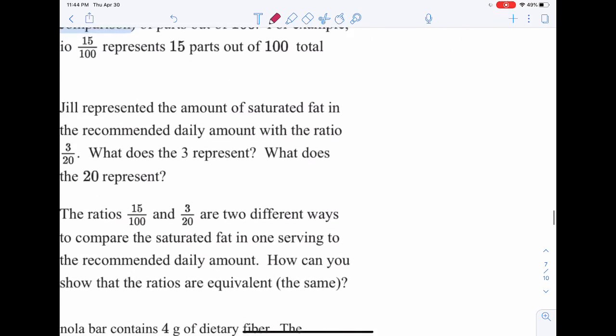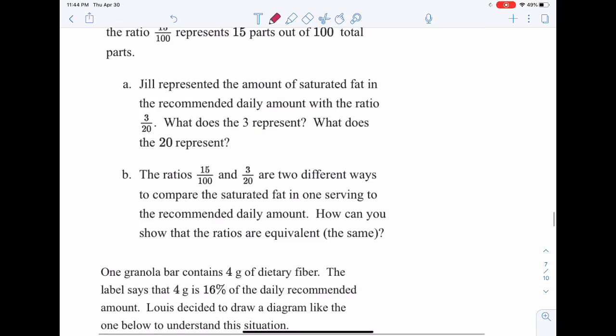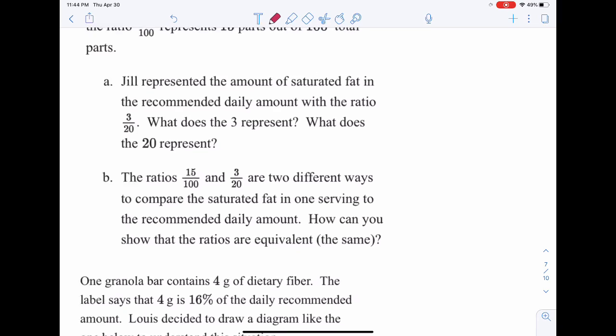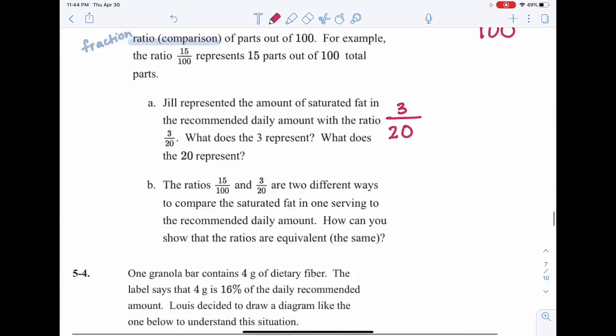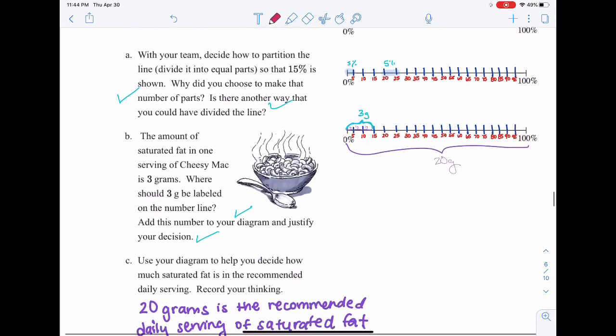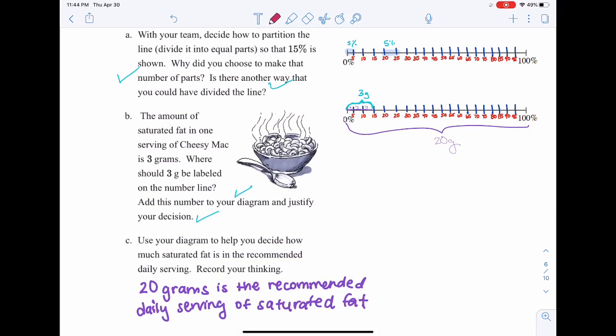Okay, let's go ahead and read question A. So Jill represents the amount of saturated fat in the recommended daily amount with the ratio 3 over 20. What does the 3 represent and what does the 20 represent? Okay, so let's go back to our story. Can you figure out what the 3 represents and what the 20 represents? Okay, so hopefully you said that the 3 represents the saturated fat in 1 serving of Cheesy Mac.